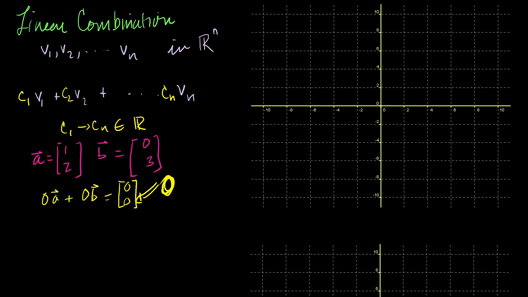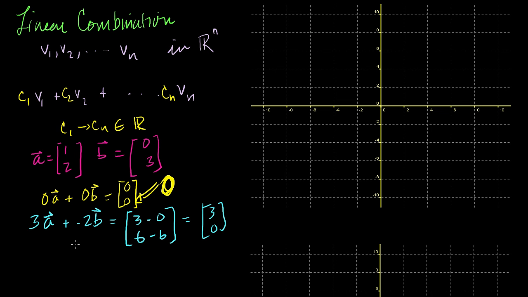We could also do 3 times A. I'm just picking these numbers at random. 3 times A plus, let me do a negative number just for fun, plus minus 2 times B. What is that equal to? Well, let me write it out. It's 3 minus 2 times 0, so minus 0. And it's 3 times 2 is 6, 6 minus 2 times 3, so minus 6. So it's the vector 3, 0. This is a linear combination of A and B.